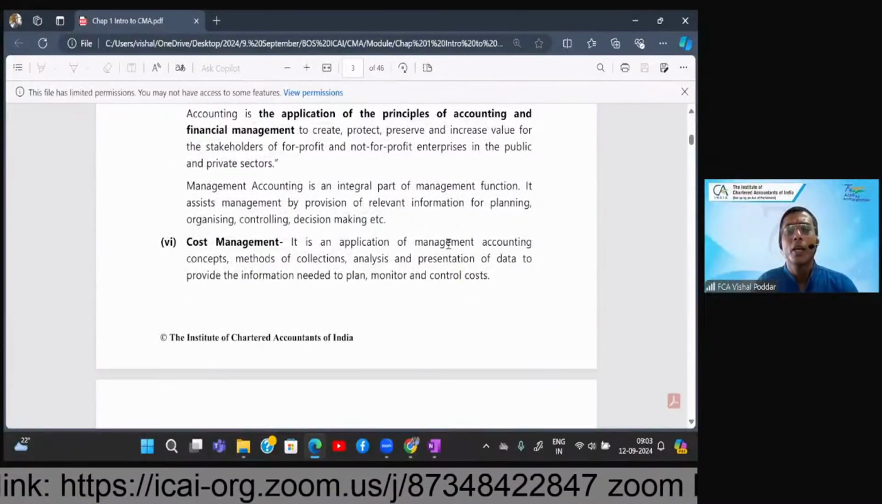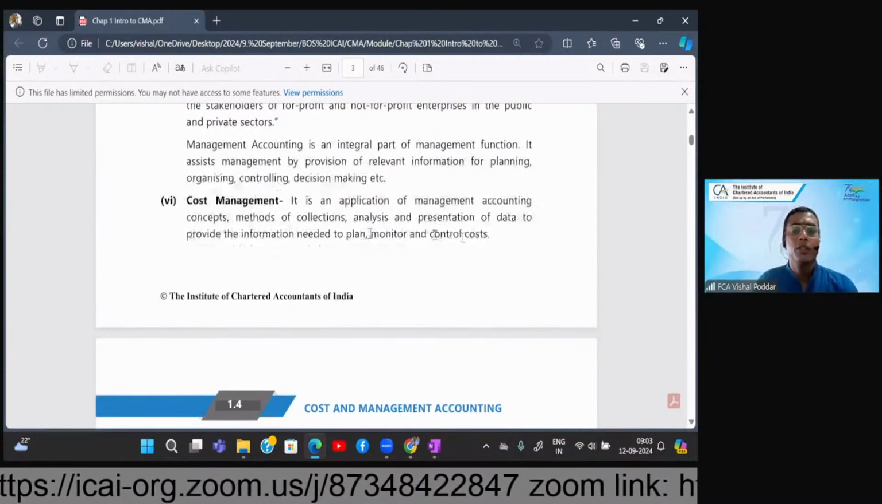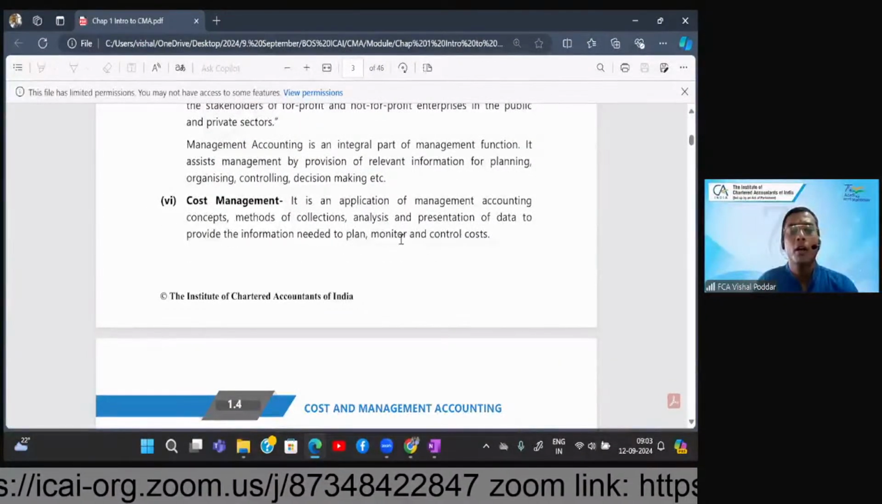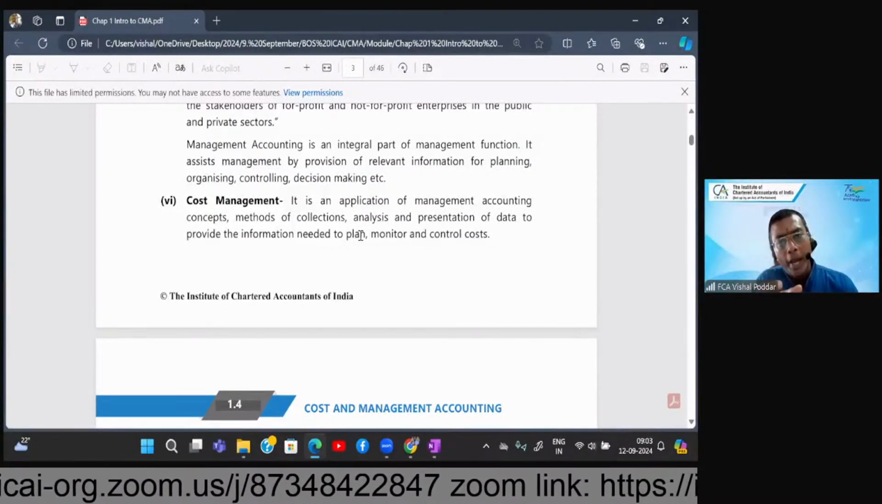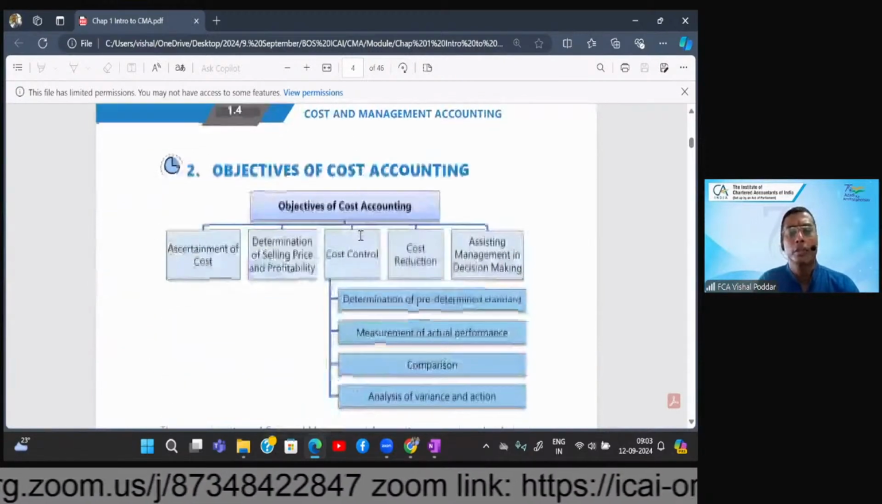Then you have cost management. It is what? It is managing the cost. And what is managing the cost? Again, what is management? It is planning, controlling, directing. So planning the cost, monitoring the cost, controlling the cost is cost management.